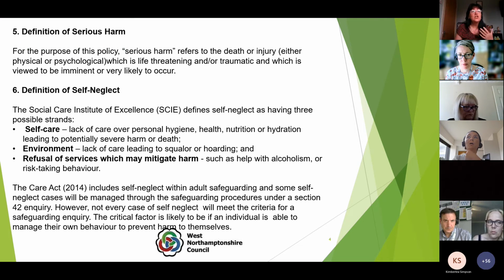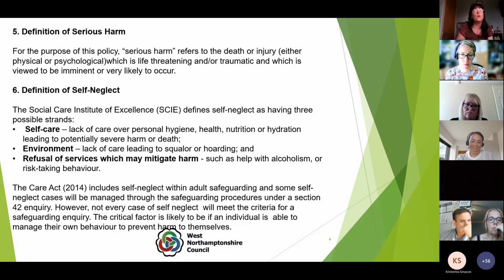And then in relation to definitions of serious harm, this is the guidance that we use. This is in the policy within the arm, and the policy is with the Safeguarding Adults Board website. So the definition of serious harm, we're saying that serious harm refers to the death or injury, either physical or psychological, which is life-threatening and/or traumatic, and is viewed to be imminent or very likely to occur.